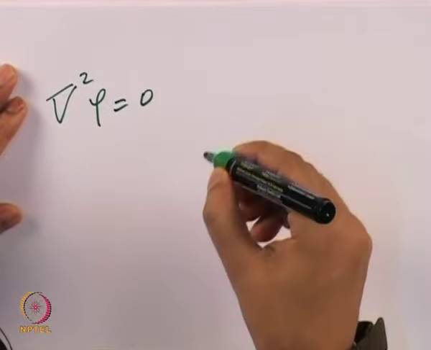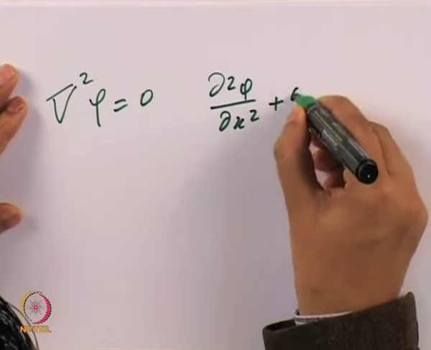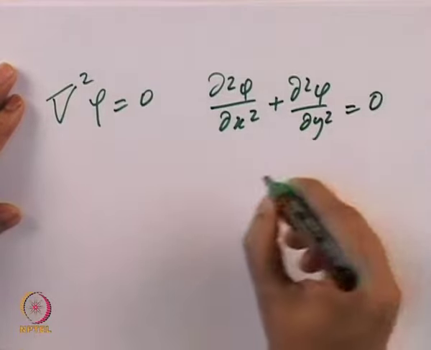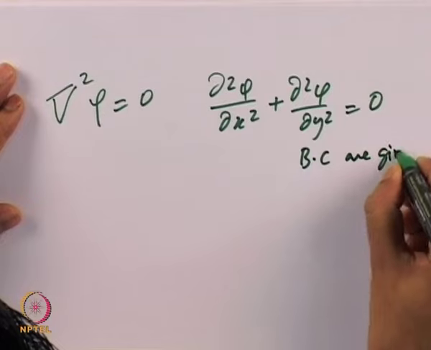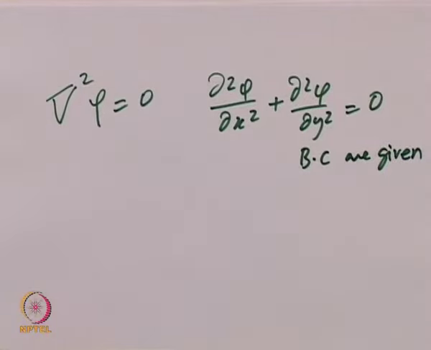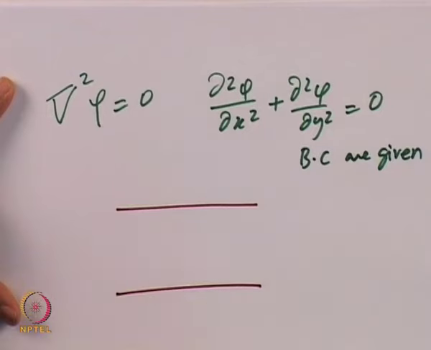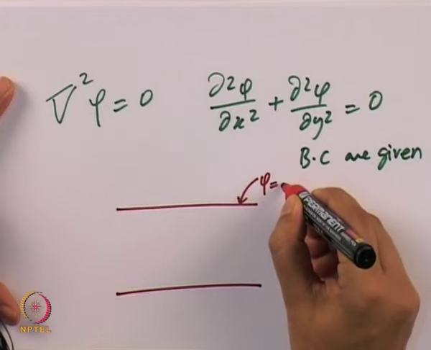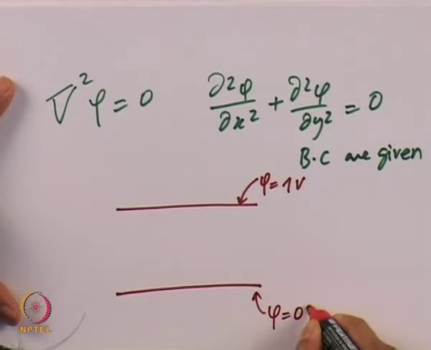and in 2 dimensions what we are interested in is ∂²φ/∂x² plus ∂²φ/∂y² equal to 0, with certain boundary conditions that are given. So let us look at a standard capacitor, a parallel plate capacitor. We have a top capacitor plate and a bottom capacitor plate, and there is a potential applied here. Let us say φ equal to 1 volt at the top and a bottom potential given as φ equal to 0 volt.